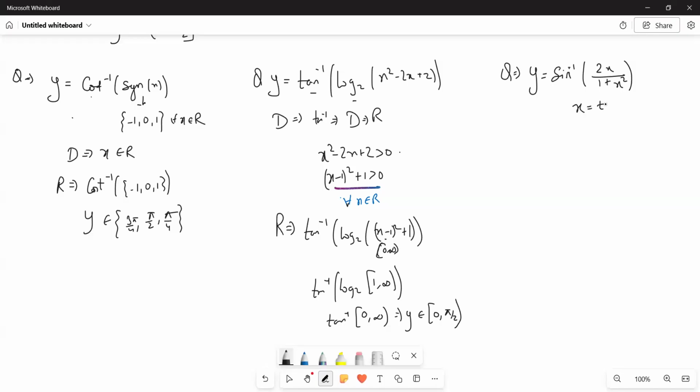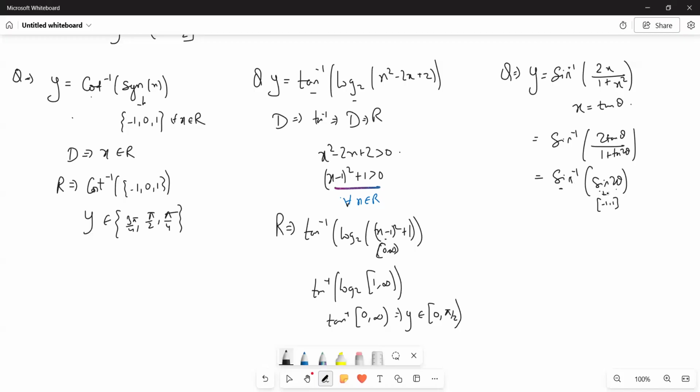So इसके लिए what we do is, let's say we substitute x as tan theta. So this would be like sine inverse of 2 tan theta by 1 plus tan square theta. But 2 tan theta by 1 plus tan square theta is the value of sine 2 theta. Now, sine 2 theta is sine of something, which means it will always lie between minus 1 to 1, which then is agreeable with the domain of sine inverse.